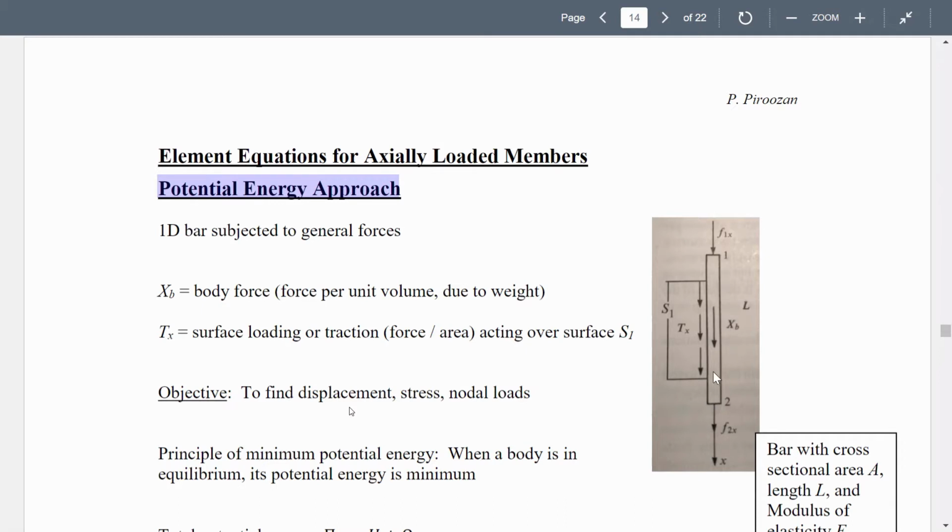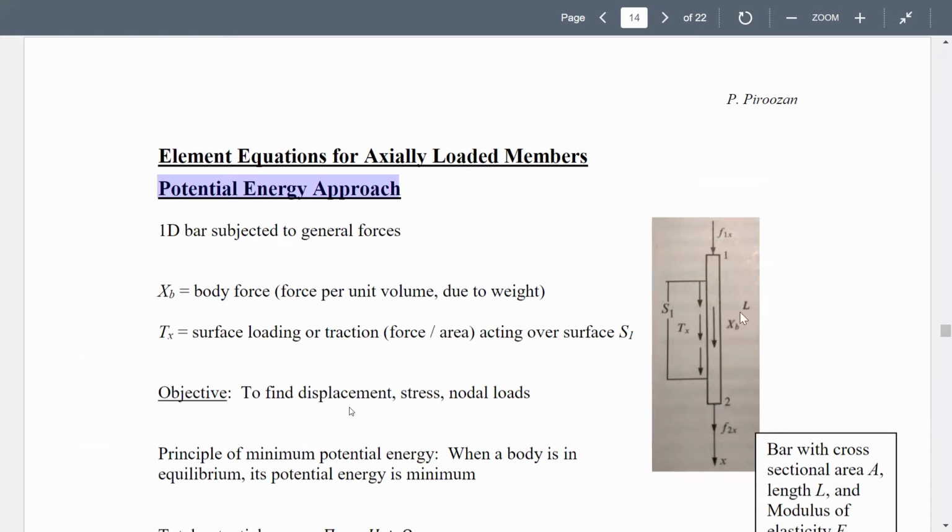This is one bar, a very simple, one-dimensional bar. Two nodes, node 1, node 2, and the x-axis goes from node 1 to 2. The length of this bar is L. Now this bar is subjected to three types of loadings. One is axial force, concentrated force at the node. F1x is concentrated at node 1, F2x is concentrated at node 2. This is one type of force.